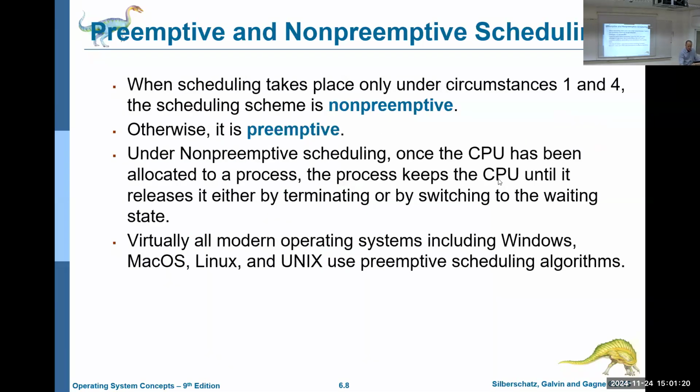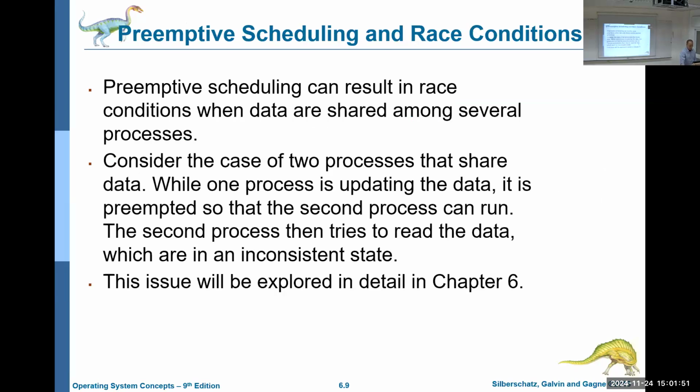Under non-preemptive scheduling, once the CPU has been allocated to a process, the process keeps the CPU until the process itself releases it by either terminating or going to waiting. That is, I get the CPU for as long as I want. That's called non-preemption. Because I get to keep it as long as I want, unless I don't want it anymore. I died or I went to waiting. Virtually all modern operating systems use preemptive scheduling. And the main one that we talked about before is time slots, which is called round robin.